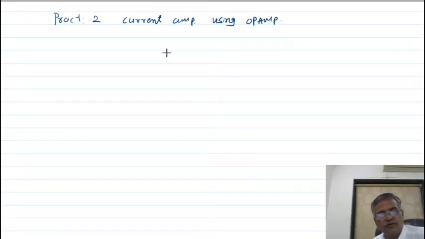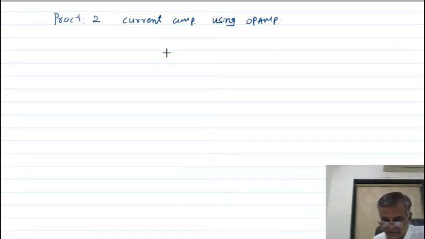Most important for your understanding of any current amplifier: if the current amplifier you are taking is ideal, the ideal characteristics are, first, input resistance tends to 0 and output resistance is infinite. For an ideal current amplifier, input impedance tends to 0 and output impedance tends to infinite.